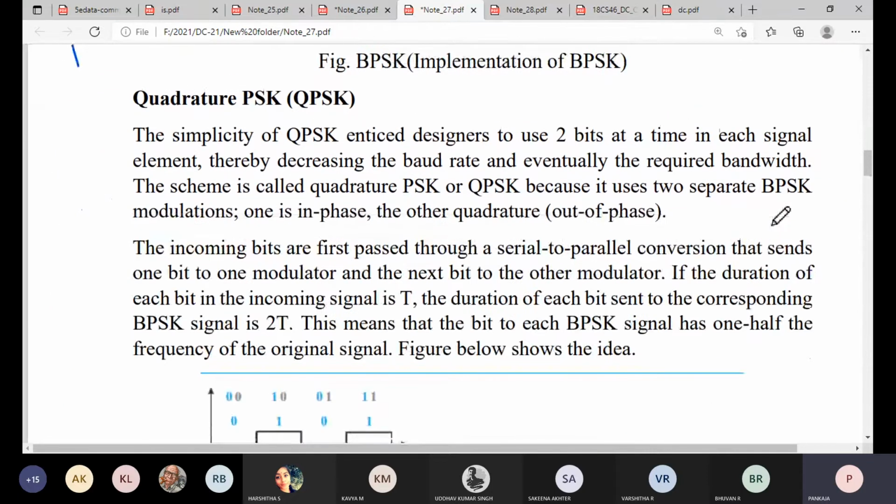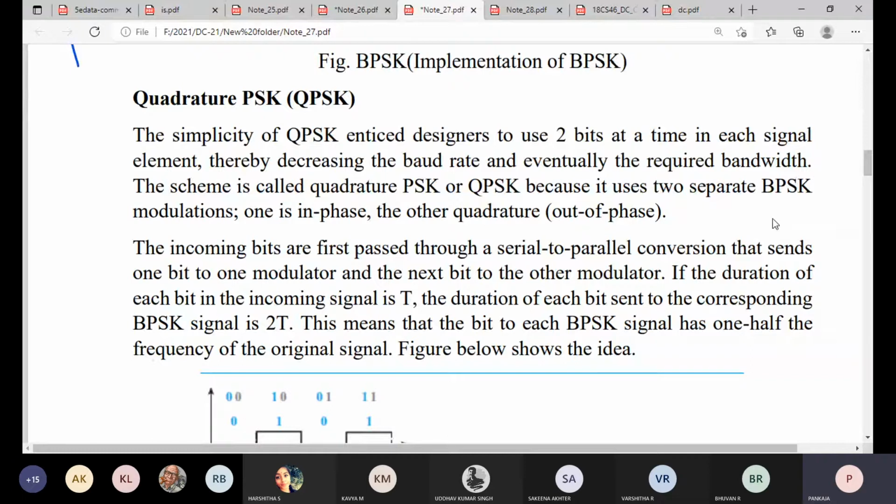So today we'll move on to the variation of PSK, that is called quadrature PSK. So what exactly is the meaning of quadrature PSK here? QPSK is designed to use 2 bits at a time in each signal element.